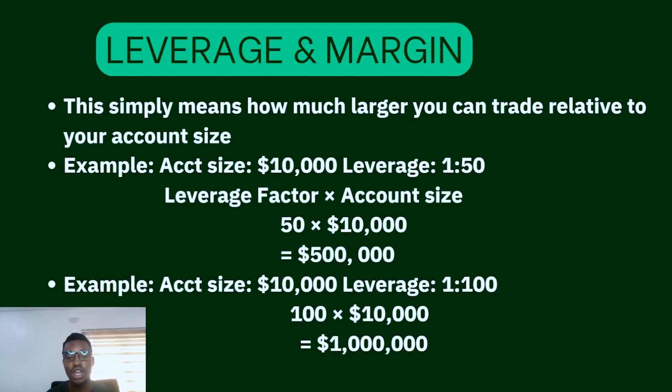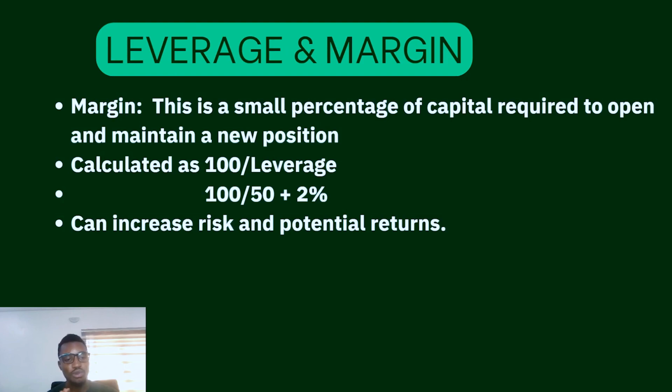The second example is if you have an account size of $10,000 and you use a leverage of 1:100, the leverage factor is 100 and your account size is $10,000. Using the formula, you multiply 100 times $10,000. This gives you $1 million. What does this mean? That if I have $10,000 with a leverage of 1:100, I can actually control or trade with a volume of $1 million in the market. Now, leverage is a double-edged sword, so you have to be careful because it can increase your risk and increase your profit potential.